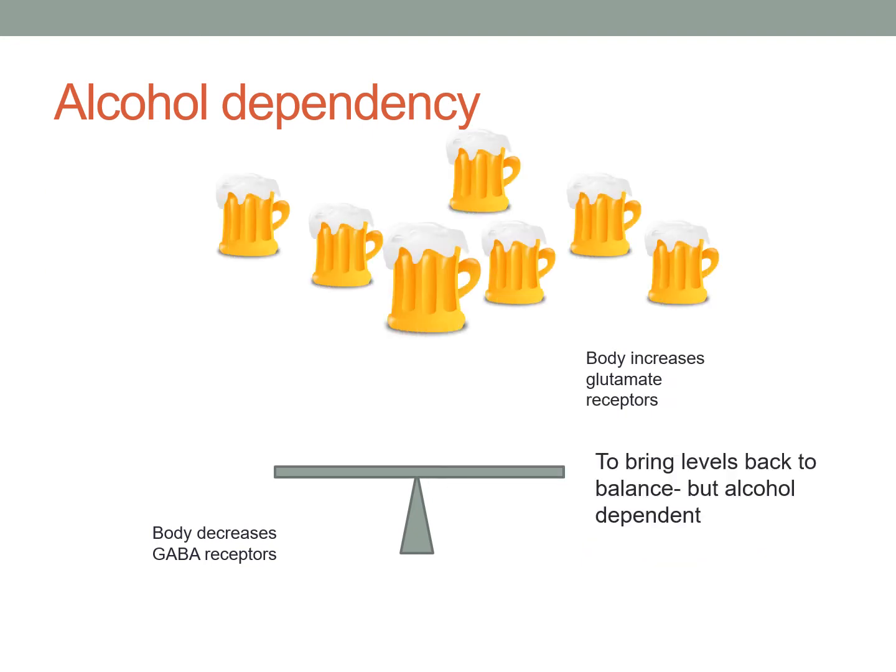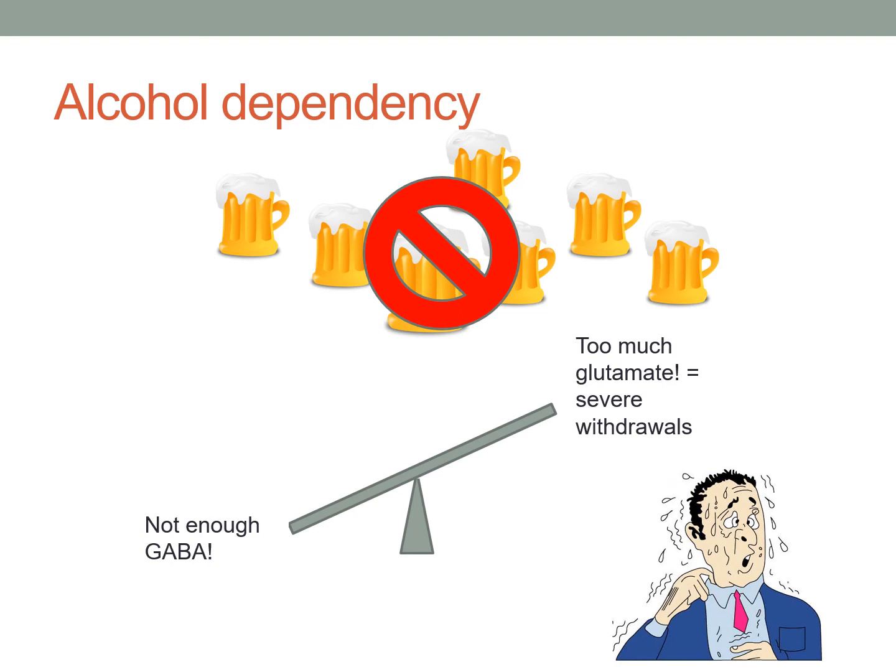This brings back a balance in the body, but this person is now alcohol dependent, and alcohol has been required to do this, to bring this normal state back, well, seemingly normal. Now let's say the person stops drinking suddenly. The body reacts by not producing enough GABA, and the glutamate levels are high, so the withdrawals begin. And now there is no alcohol to increase the GABA levels once more.